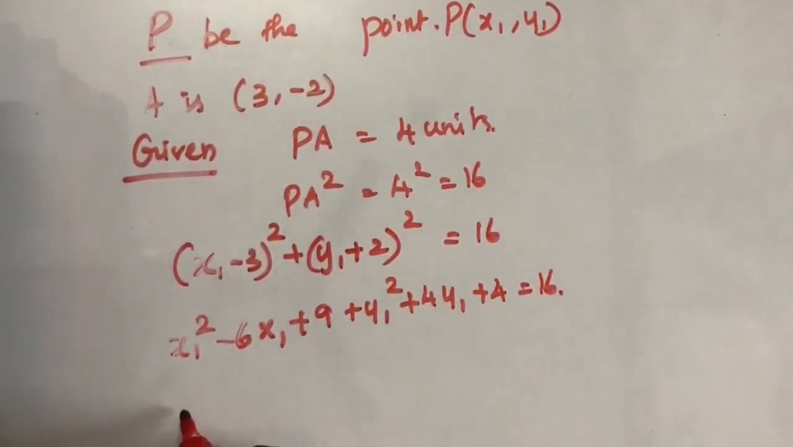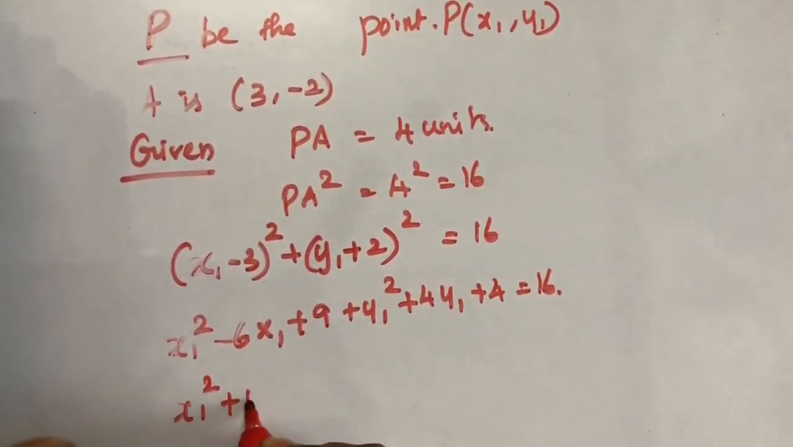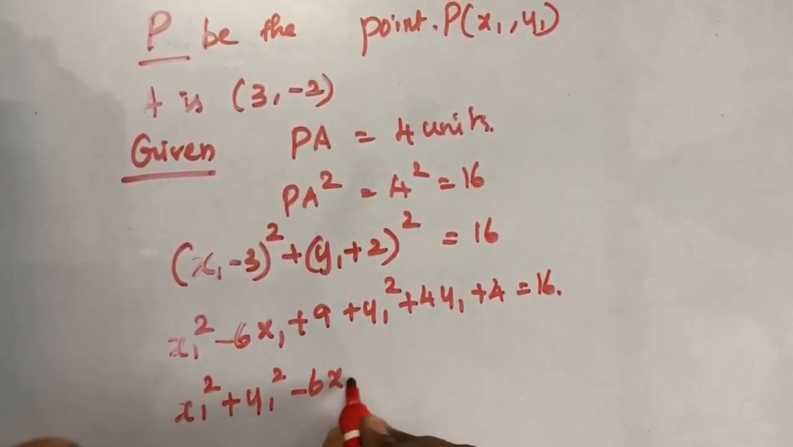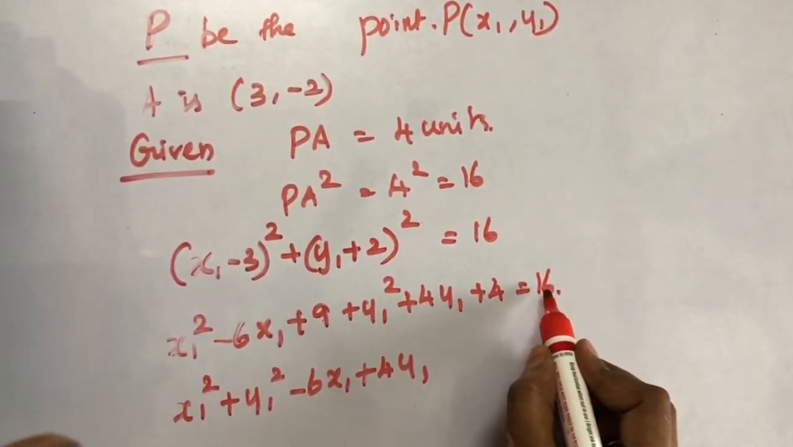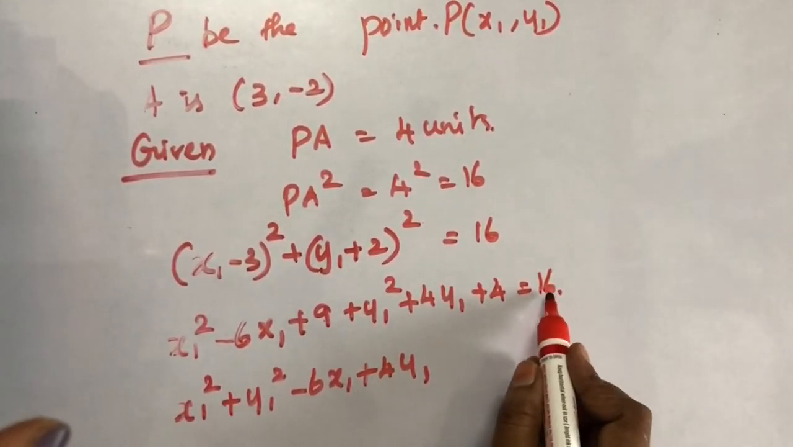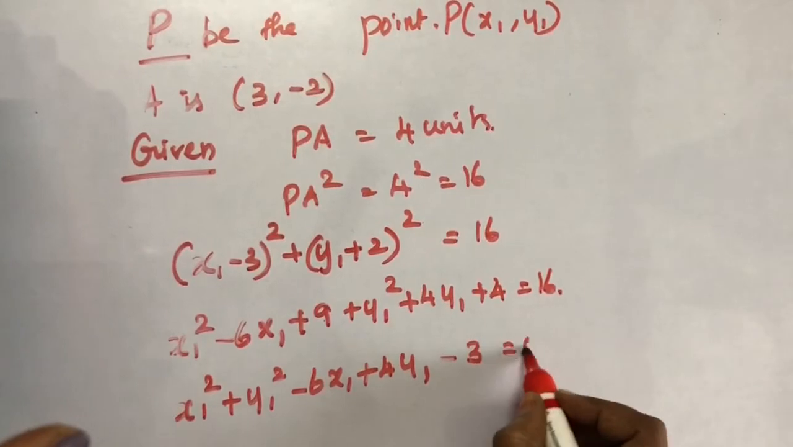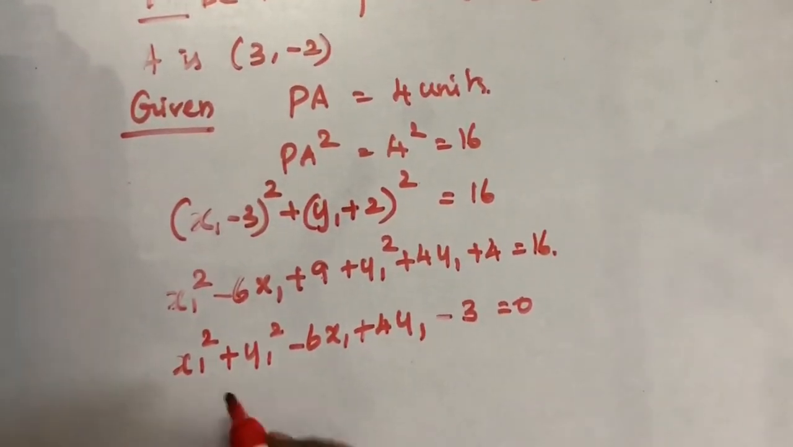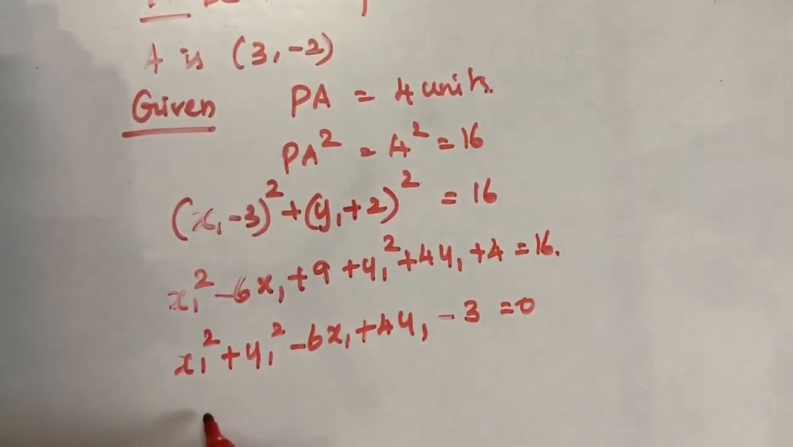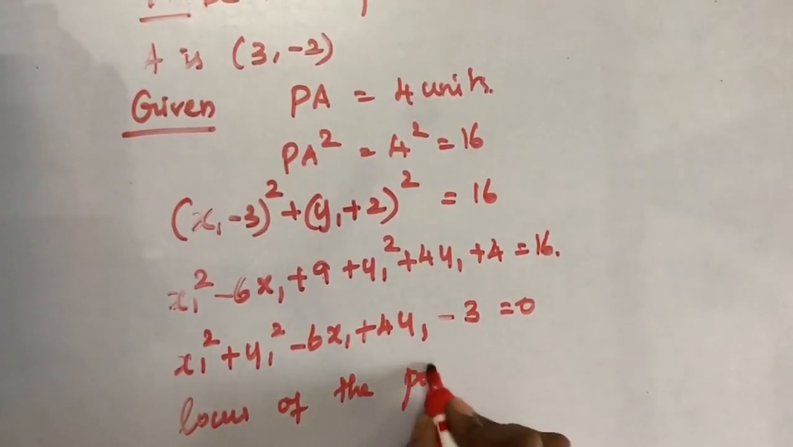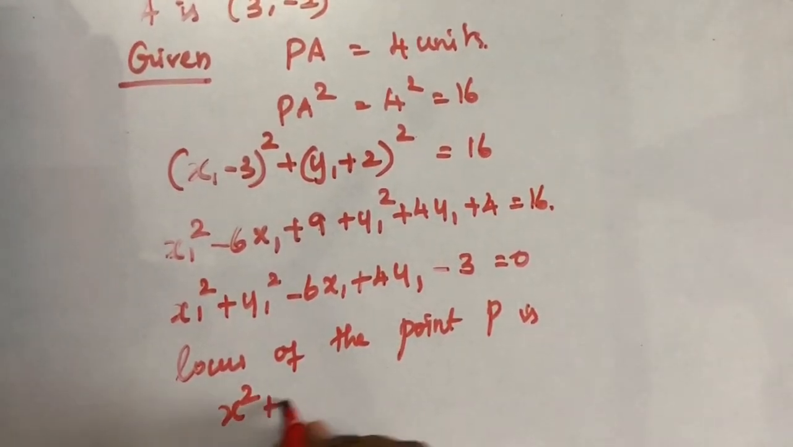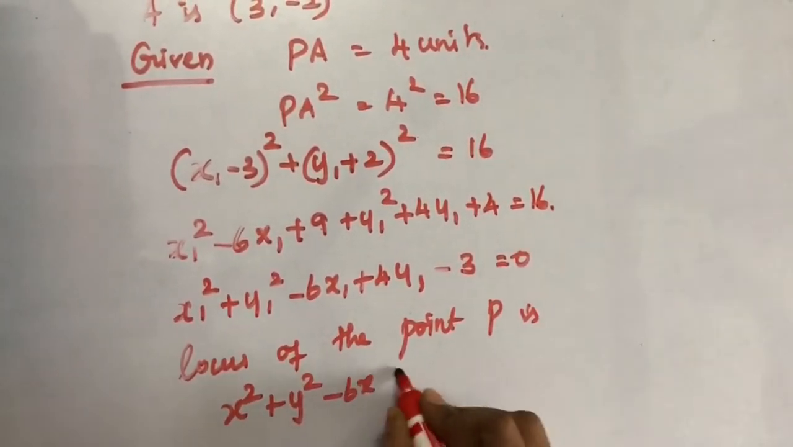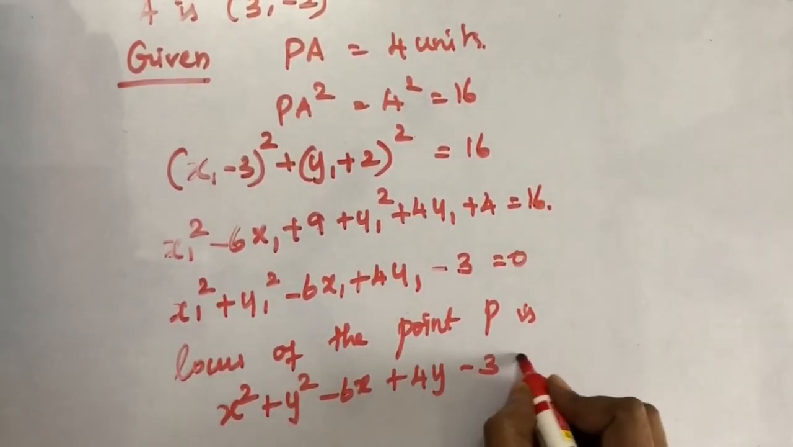So x1 square plus y1 square minus 6x1 plus 4y1, 9 plus 4 minus 16. 9 plus 4 is 13, minus 16, so it is minus 3, equal to 0. So the locus of the point P is x square plus y square minus 6x plus 4y minus 3 is equal to 0.